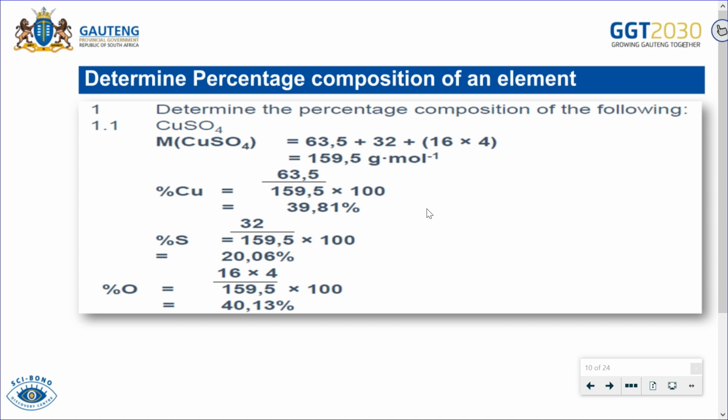So let's look at other examples, but it's simple. Calculate the molar mass of the whole compound. Then the percentage composition is given by the molar mass of an element divided by the molar mass of the compound, right? So determine the percentage composition of the following.